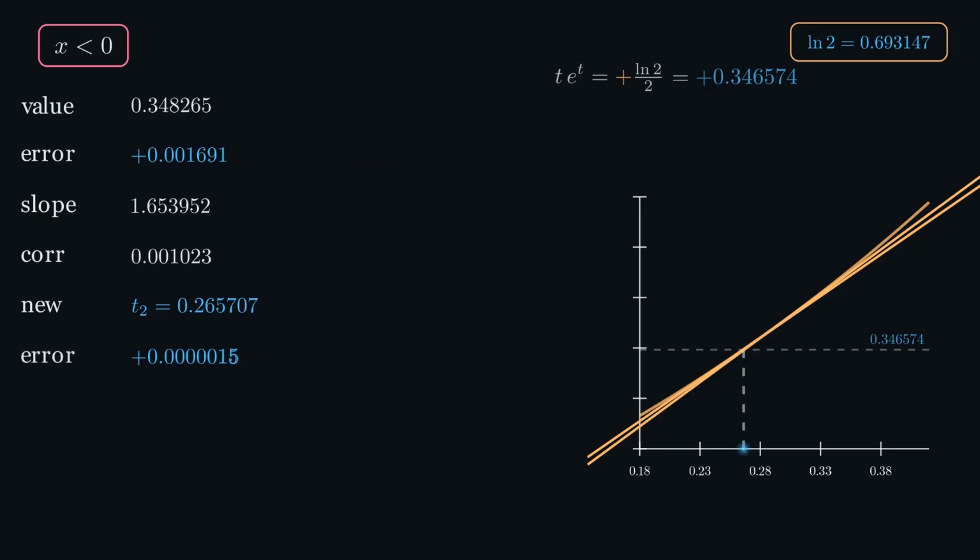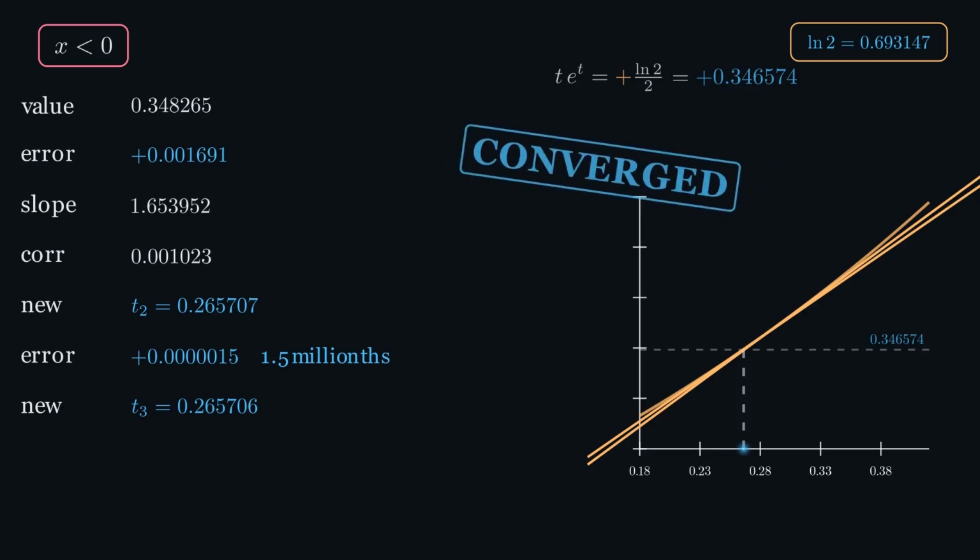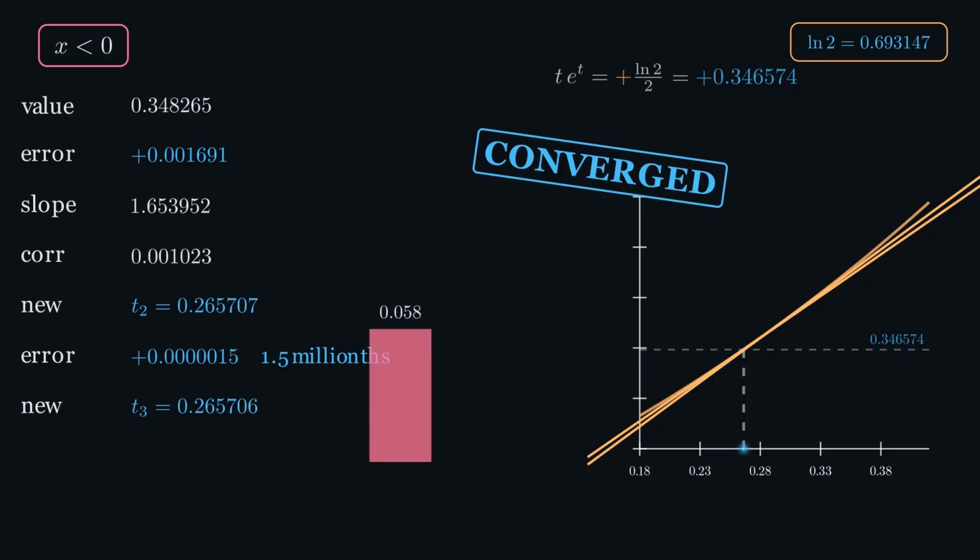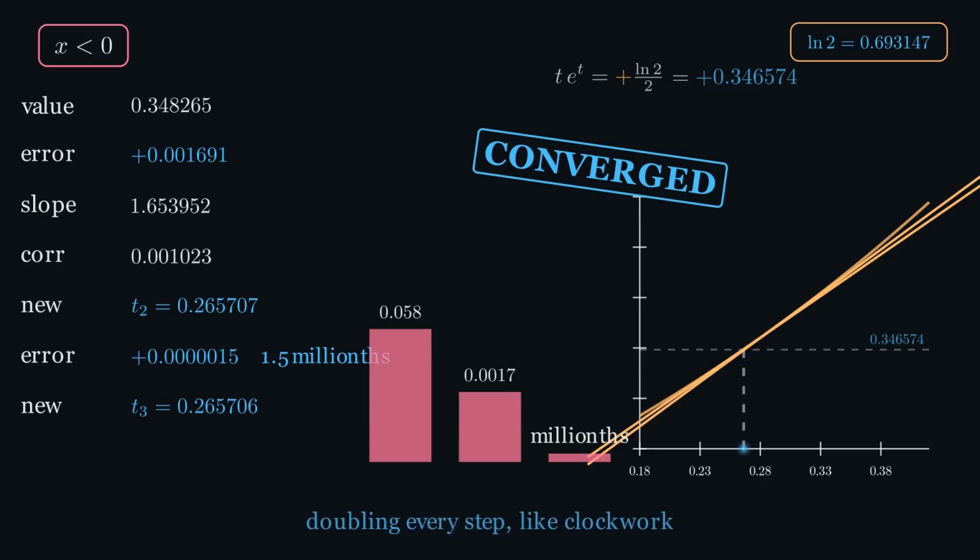The error is 1.5 millionths. New guess, 0.265706. Converged. The errors again, 0.058, then 0.0017, then millionths. Digits doubling every step, like clockwork.